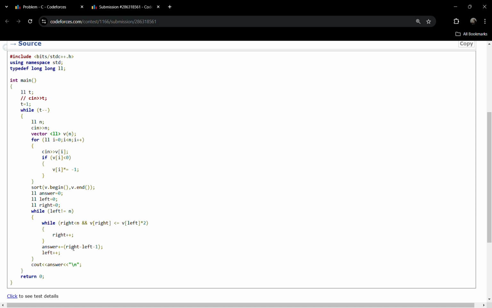So answer plus equals right minus left minus 1. The pairs which are between the left and the right, if we keep on increasing x, fixing the y, those pairs x and y will always be good pairs. So finally, incrementing left as well until left is not equal to n, and finally outputting the answer.